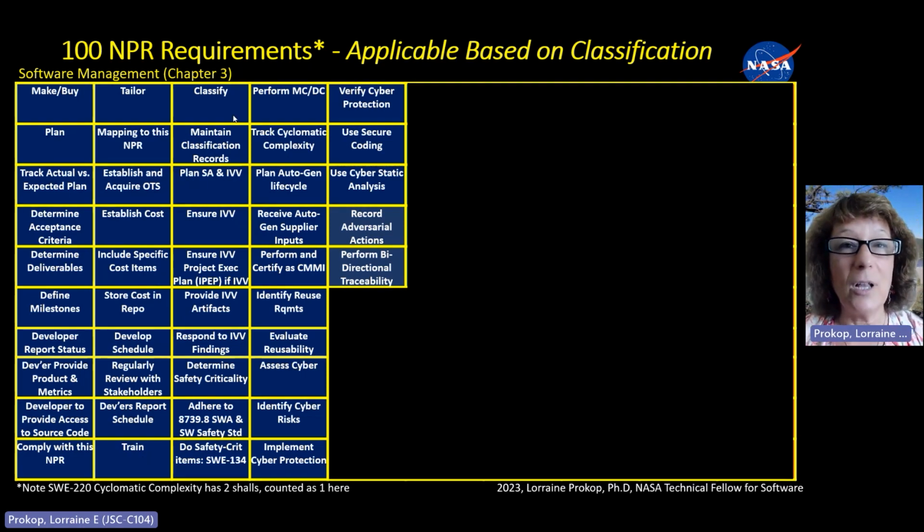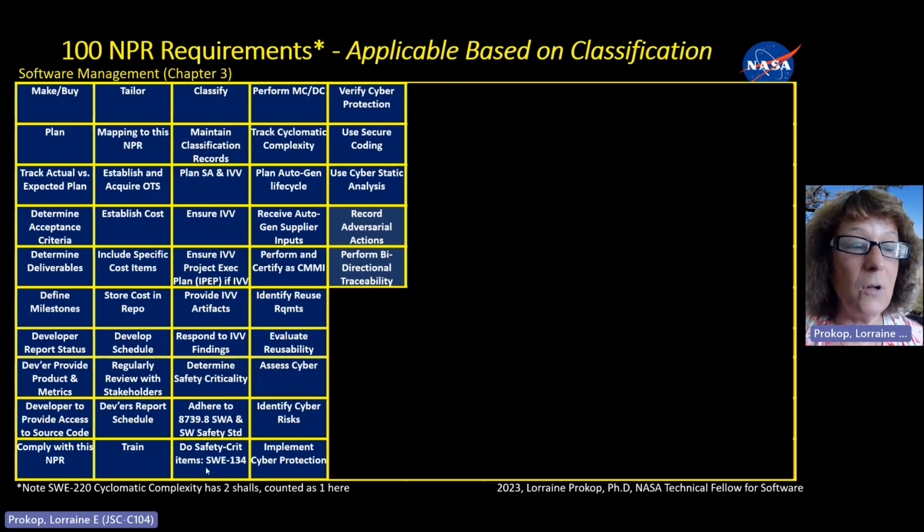The project manager should classify the software A through F, maintain records of that classification, then plan software assurance and independent verification and validation. If you do IV&V, you have to ensure that there is a plan, an IPEP, provide IV&V artifacts, and respond to IV&V findings. You have to define the safety criticality of the software.